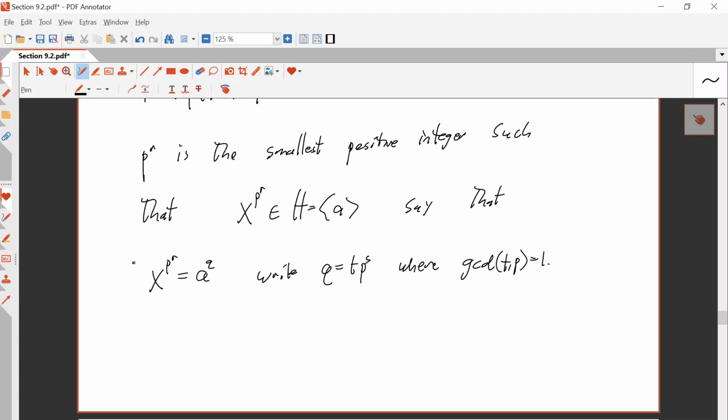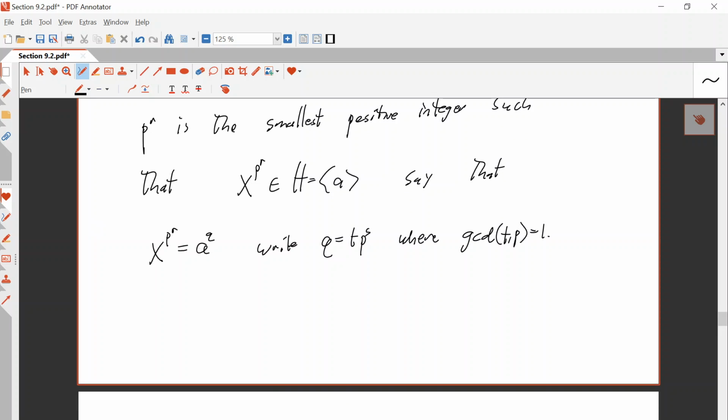Okay, so x to the p to the r is a to the q, where q is equal to t p to the s. Now, the order of a to the t p to the s is the smallest integer, and it must be a power of p.